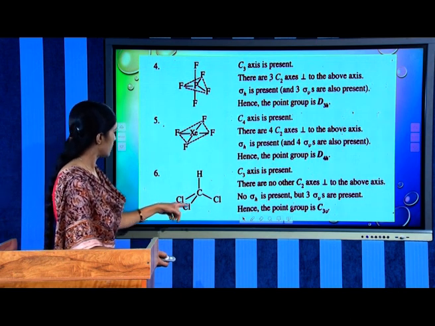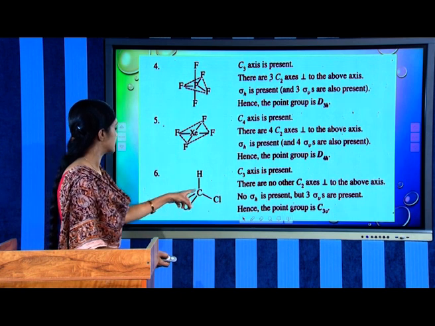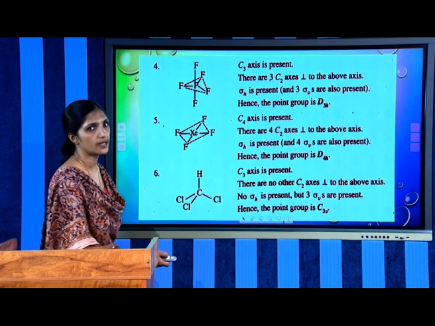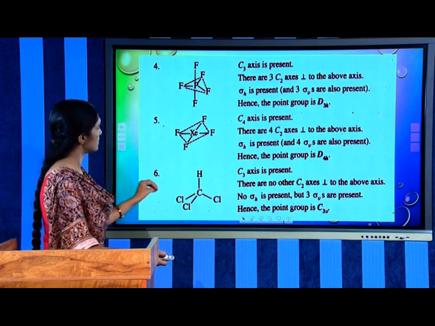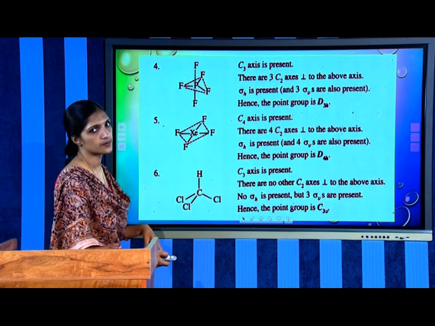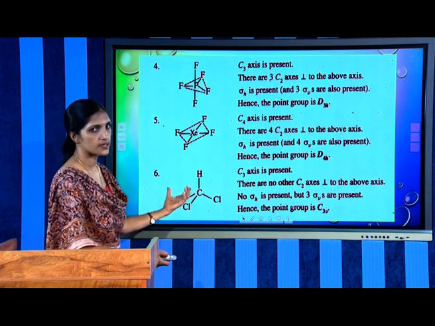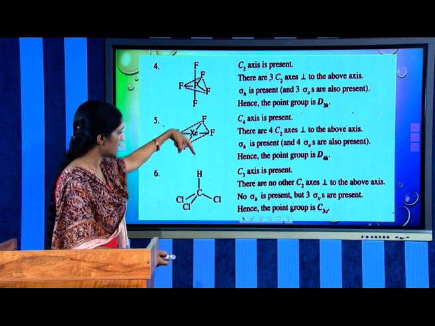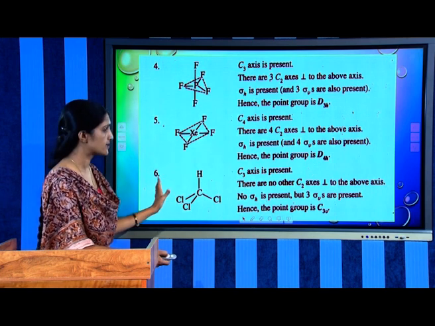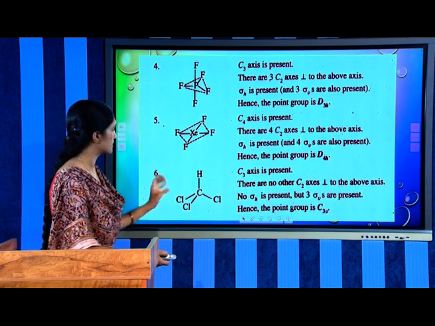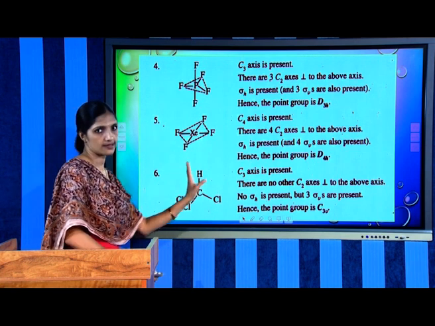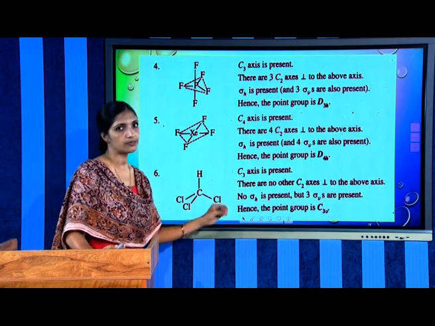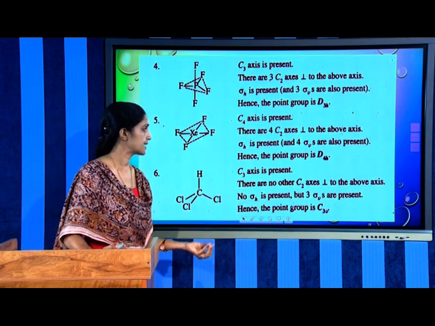And the sixth molecule is HCCl3, trichloromethane. This trichloromethane has a C3 axis present. It is not under the special group category. So, we have to look for a Cn axis. It contains the C3 axis and there are no perpendicular C2s, and no sigma H, but it contains only sigma V's, 3 sigma V's. It is a molecule like ammonia. So, only 3 sigma V's are present, so it falls under the category C3V.